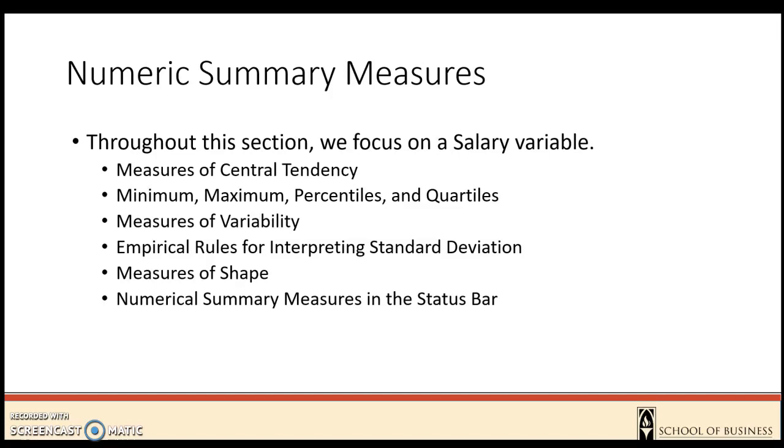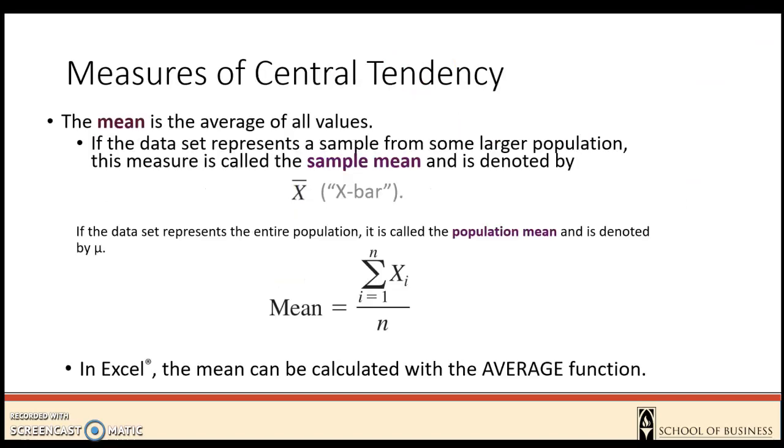And so the kind of things that we're going to quickly go over is measures of central tendency, and that's basically the 3 M's: mean, median, mode. Max, min, percentiles, quartiles. How do we measure variability? So empirical rules for interpreting standard deviation, measures of shape, and numerical summary measures. And so the first one that we want to look at is those measures of central tendency.